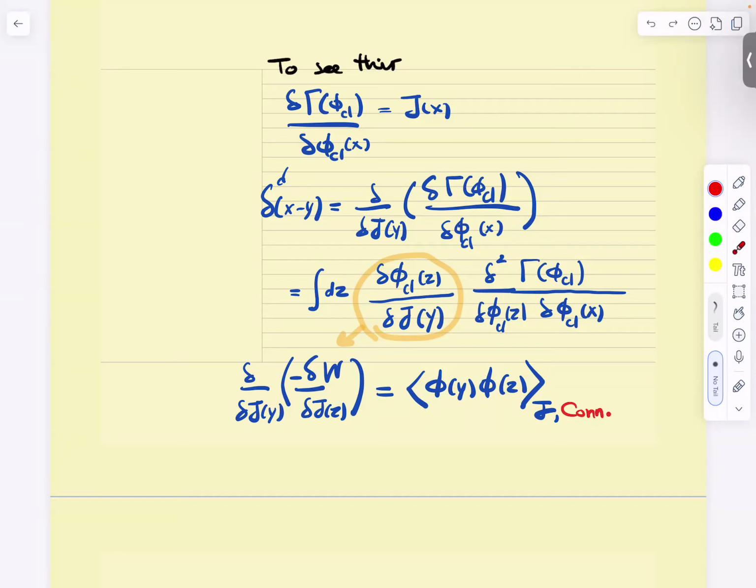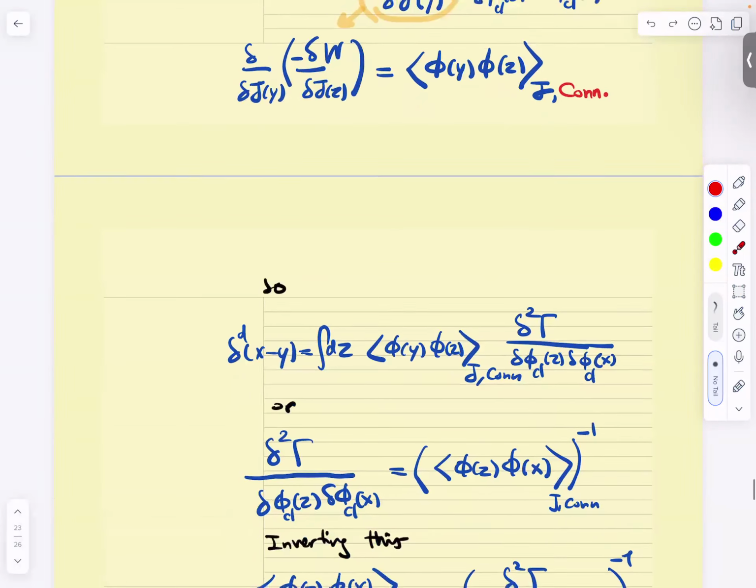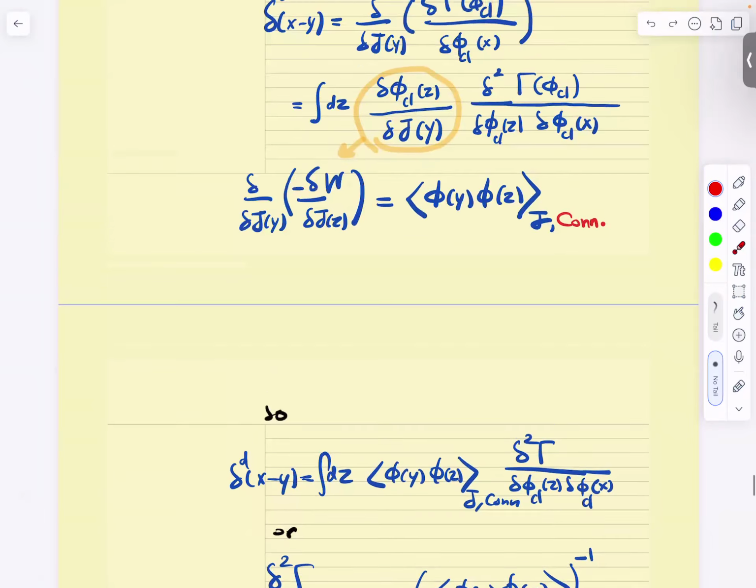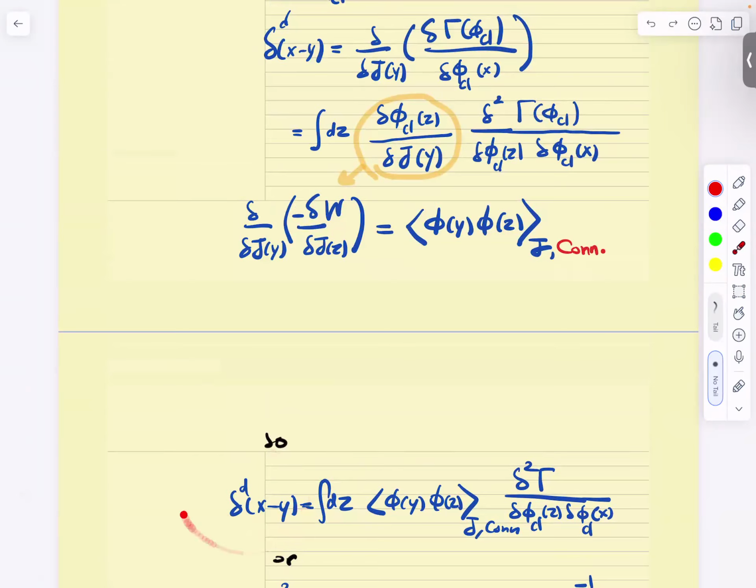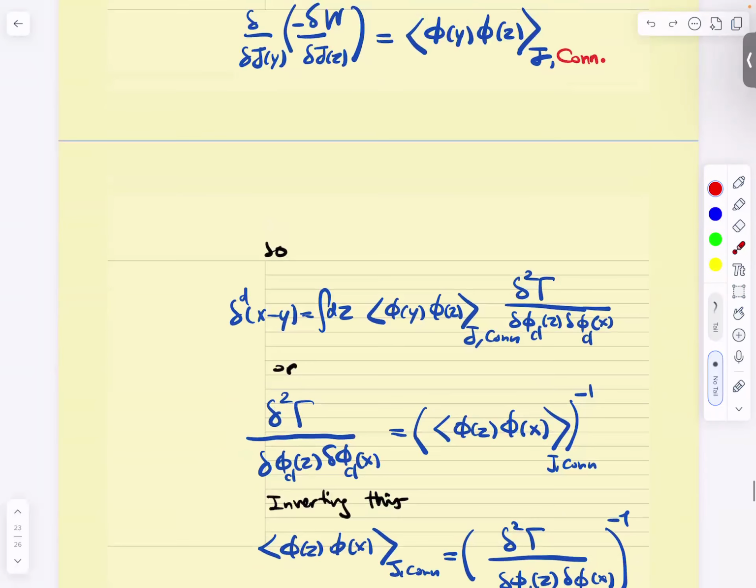Do you see this? All right. So now what do we obtain? We obtain that this Dirac delta function is an integral over z of the connected 2-point function with J, this guy. This means you have a Dirac delta function which is an integral of a function of y and z, and then a function of z and x. This means that this is the inverse of this guy. Should I explain this part? Maybe I should explain this.